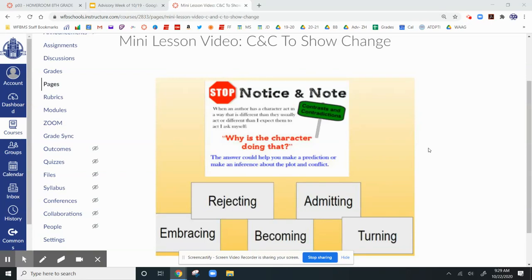Happy Friday, everybody. Today's mini lesson video is going to be very short because it is a review of a teaching point from earlier on in September and a signpost you're all very familiar with, which is contrasts and contradictions. Why are we bringing this back right now?